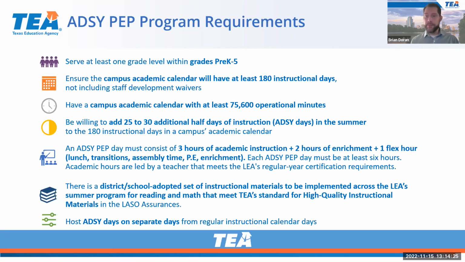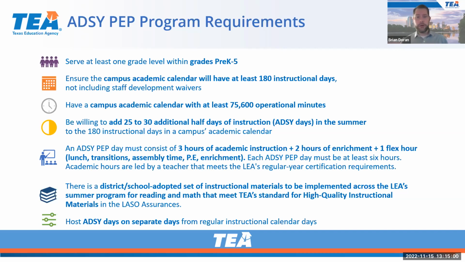And then from an ADSI PEP perspective for the actual summer day, this is where we start to really get into the research base. That day must consist of 3 hours of academic instruction, another 2 hours at least of enrichment, and then there's 1 flex hour there. So lunch, transitions, assembly time, all those different components that could be part of that. Each ADSI PEP summer day must be at least 6 hours. And then the academic hours would be led by a teacher that meets that LEA's regular year certification requirements.